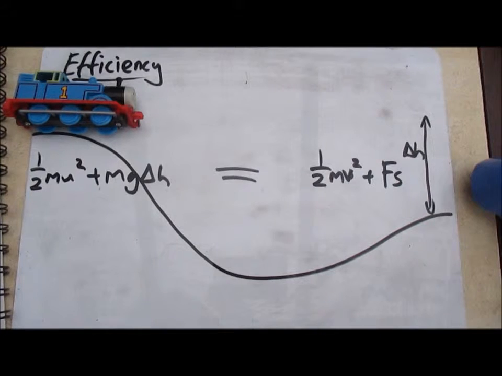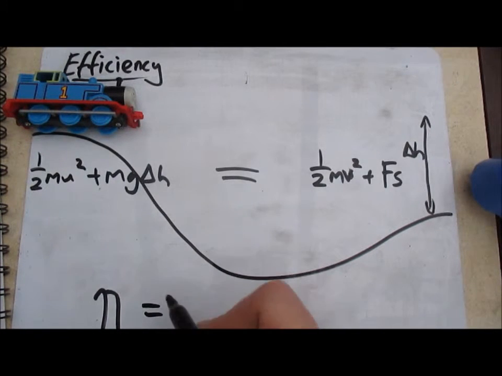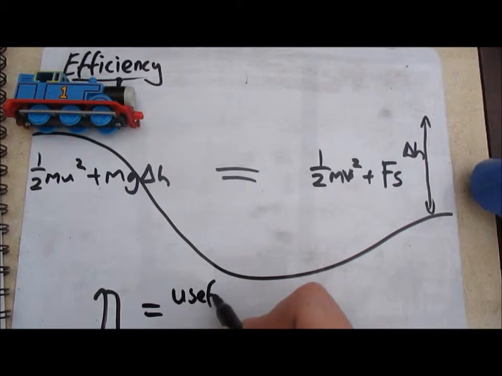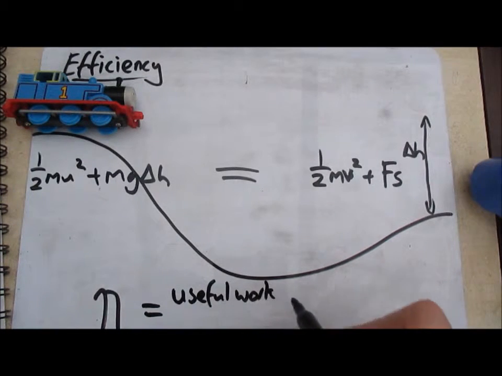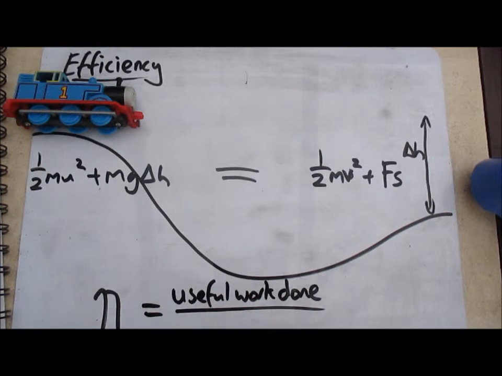Now, quite simply, we know that all the energy is still transferred, but we know now that we're losing some to friction as heat. And what that means is that we've effectively lost some useful energy from the system. And the proportion that's useful is known as the efficiency. Efficiency is given a Greek symbol eta, and it's simply given by the useful work done divided by the total energy input.